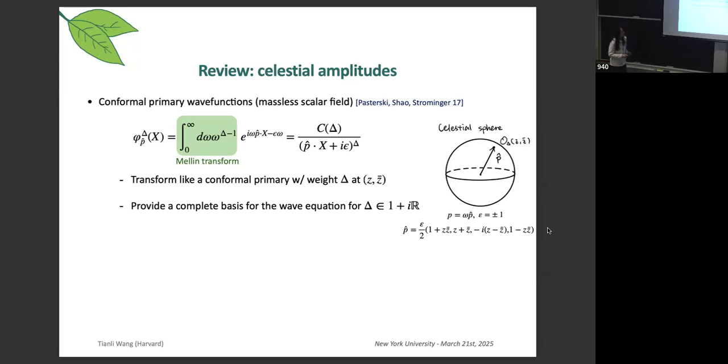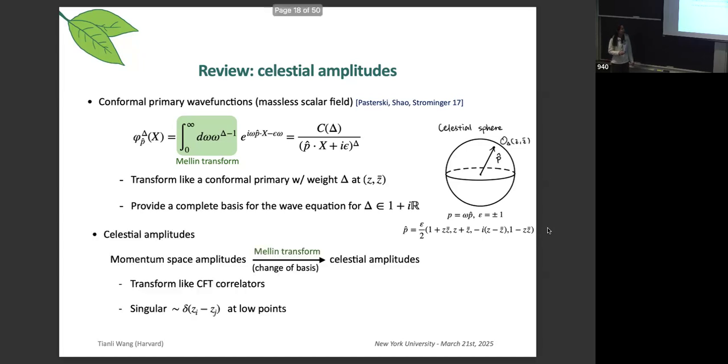The second property I wanted to stress is that these provide a complete basis for the wave equation when we choose the weight to lie on 1 plus i times a real number. This is the completeness relation. Now that we have a nice basis, let's scatter in it.